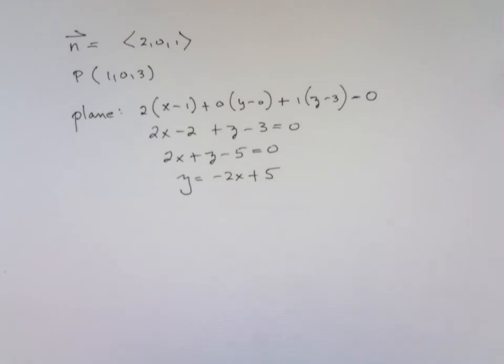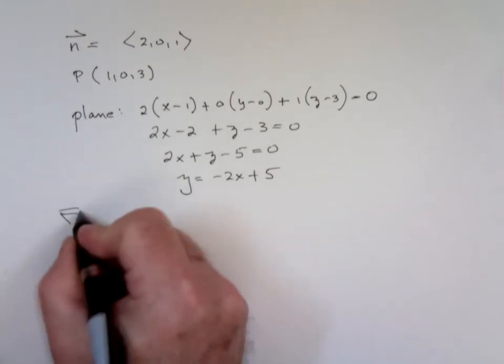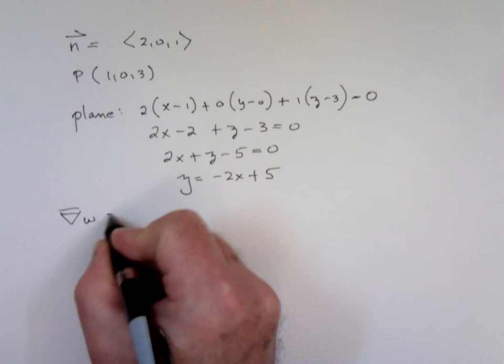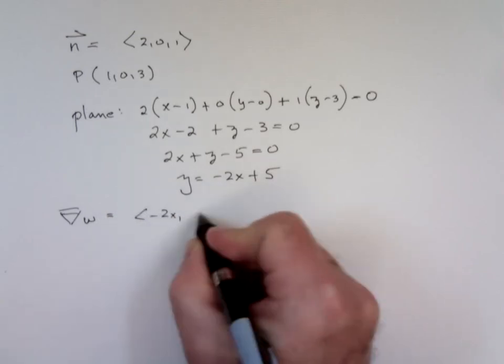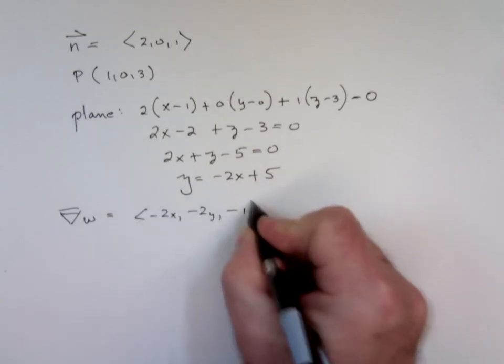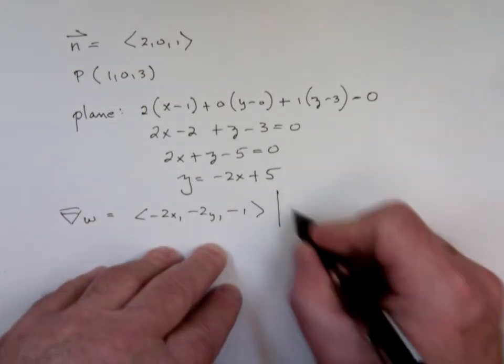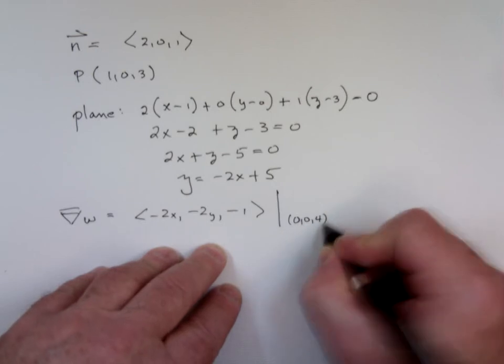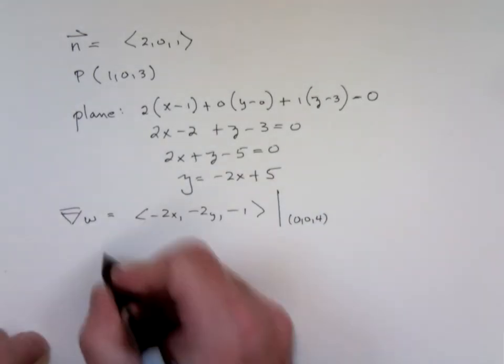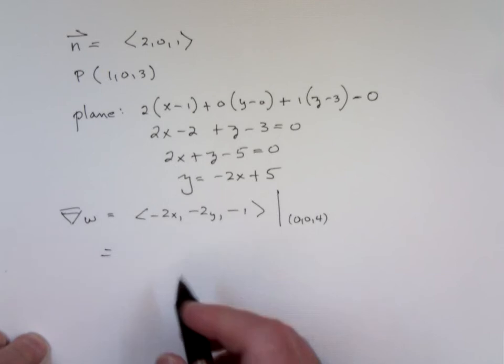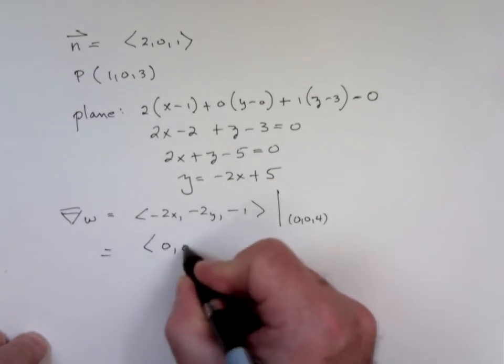Let's do it. We just found the gradient to be -2x, -2y, -1. That was our gradient to w, when we subtracted the z, just like Liam said, subtract the z, set it equal to 0, and we found its gradient to be this. Now we're going to take the point 0, 0, 4. What's the gradient at 0, 0, 4? It's going to be 0, 0, -1.